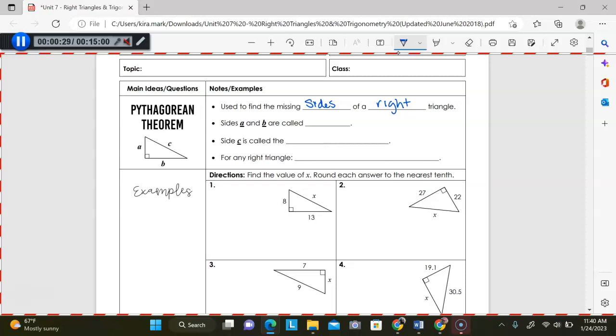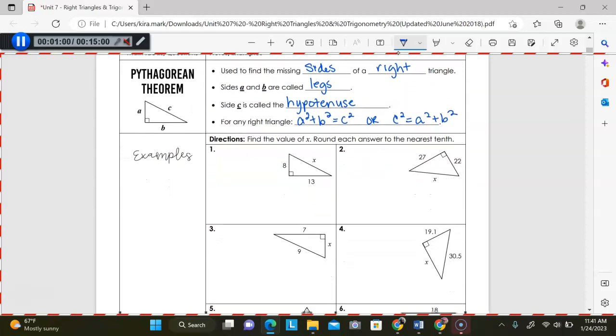Remember my cat Pythagoras, he is always right. Sides A and B, those are the ones not across from the right angle. Those are known as your legs. And C is the hypotenuse. That is the one across from the right angle, and that is always going to be your longest side. So for any right triangle, we should remember A squared plus B squared equals C squared. Or you can switch it up and change the order. C squared is equal to A squared plus B squared.